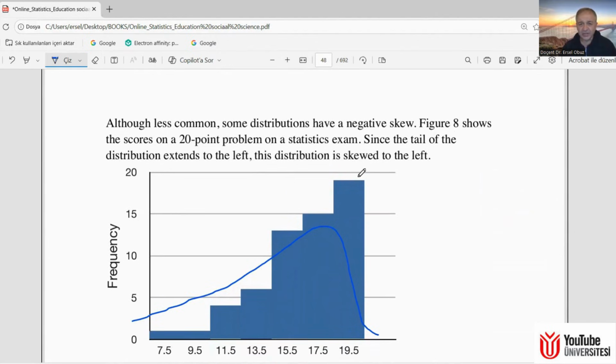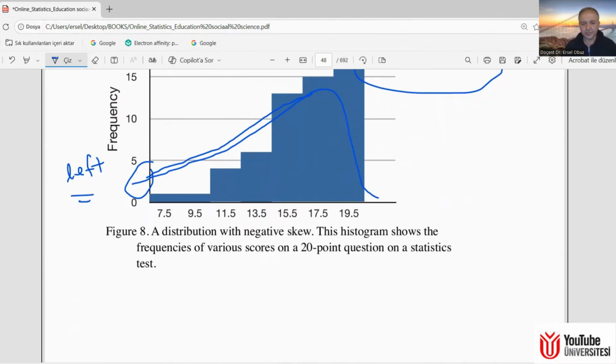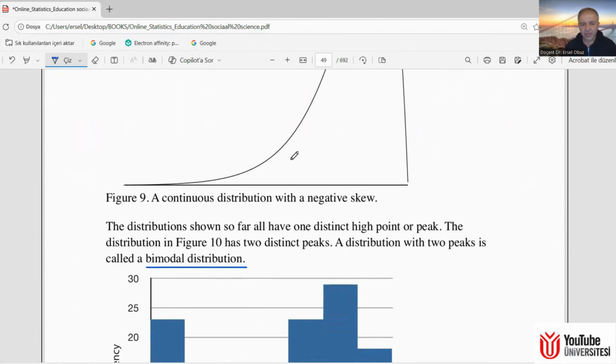This is less common. It has a negative skew, as you see, and the tail is towards the left. This is skewed to the left. So in that case, the mean is going to be less than the median. So that is going to be left skewed. As you see, the tail is here.